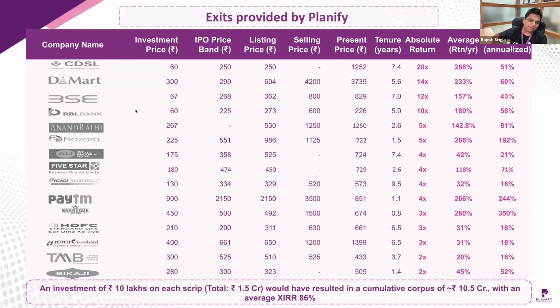So till today we have done close to 31 exits, and out of the 31 exits, we have jotted 15 exits on this slide. We did an investment in CDSL where we invested at 60 rupees. Today, the company's present price is close to 1200 or more than that. Similarly, DMart, we invested at 300 and today its price is 3600.